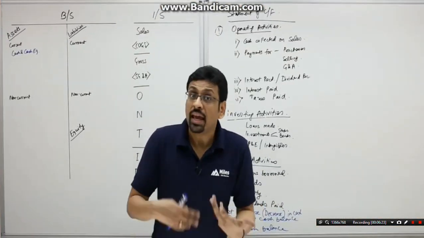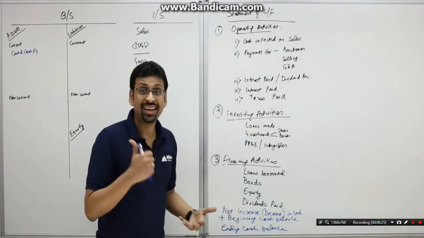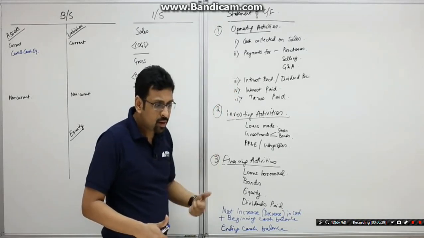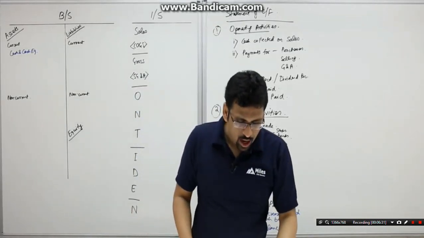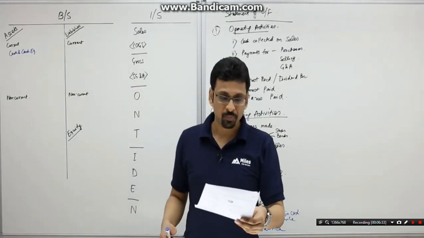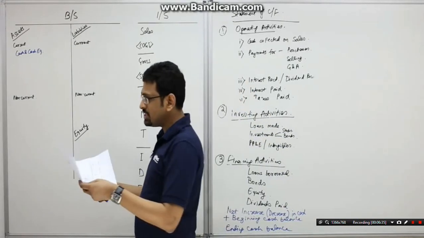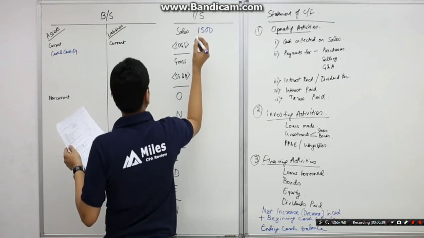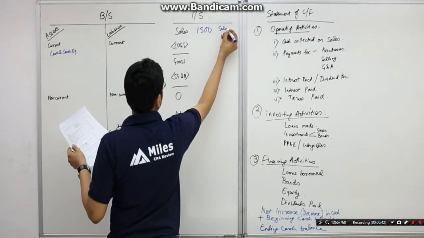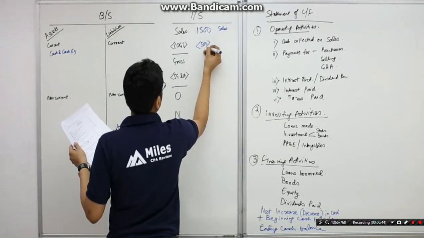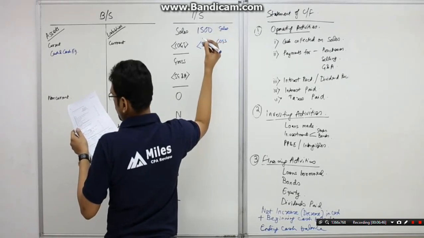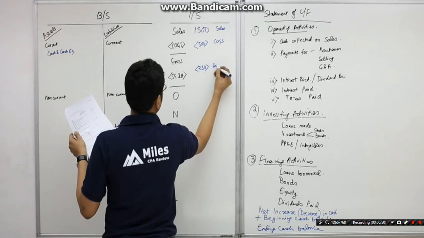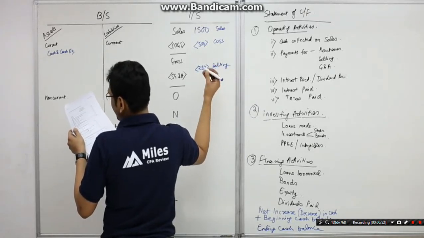Now we'll be looking at examples of using the direct and the indirect method for operating activities. And before that, let me put down the numbers that you have on the income statement in your book. So here you have sales $1,500. You've got COGS 500. So this one is sales, 500 is COGS. Selling is 250. G&A is 100.